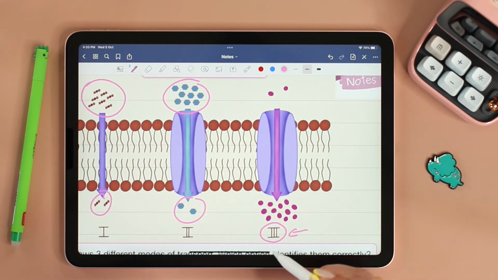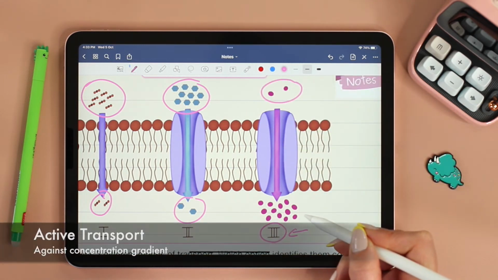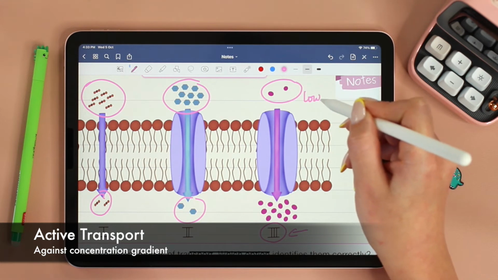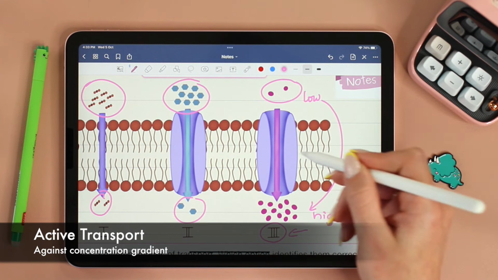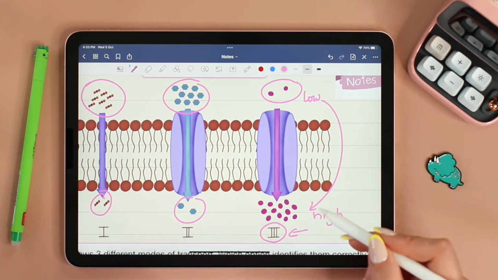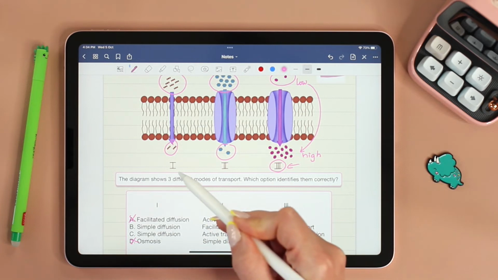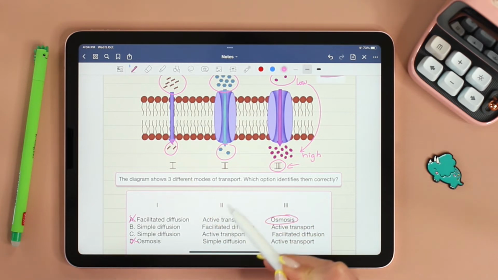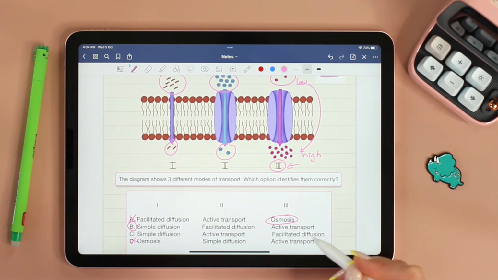In 3, we can clearly see that that's not the case. The molecules are going against their concentration gradient. It's going from low to high concentration. So this is a typical case of an active transport. Both B and C say simple diffusion for the first one, which is correct. And then for 2, facilitated diffusion, active transport. So yes, choice B is the correct answer.